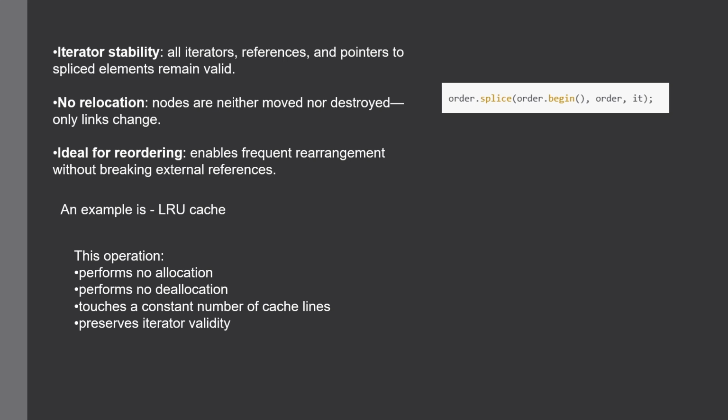We can use splice for LRU cache. A classic example is where you promote an accessed element to the front of an ordering list depending on what is the most recently used and what is the least recently used. This operation will perform no allocation, no deallocation. It will touch a constant number of cache lines and preserve the iterator validity. From a low latency perspective, this LRU cache using list splice is an ideal operation.